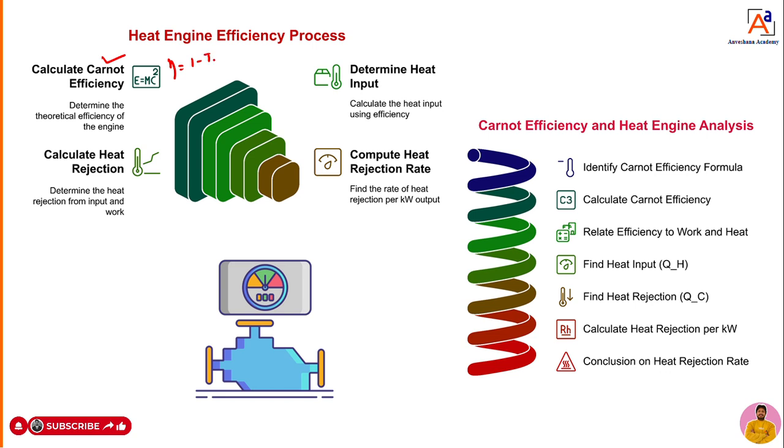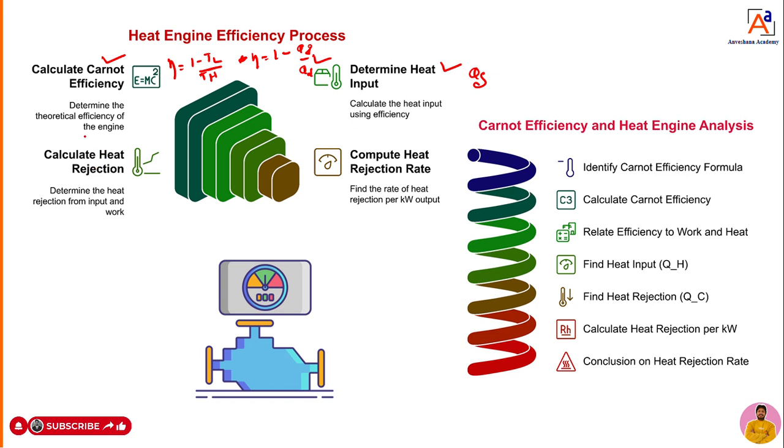1 minus TL divided by TH, or efficiency is equal to 1 minus heat rejected divided by heat supplied. With the help of these equations you have to calculate. Then with the help of Carnot efficiency, I can calculate the heat input. That means heat supplied, that QS you can calculate. Once you know the value of QS and efficiency, you can calculate the work done.